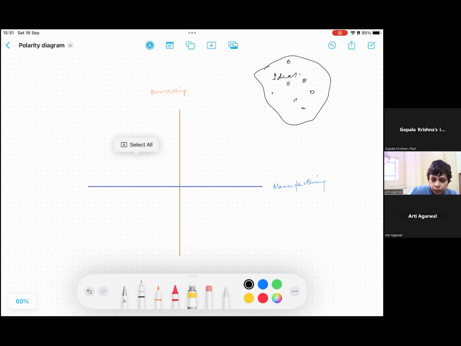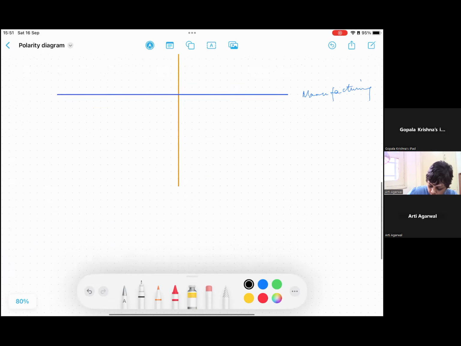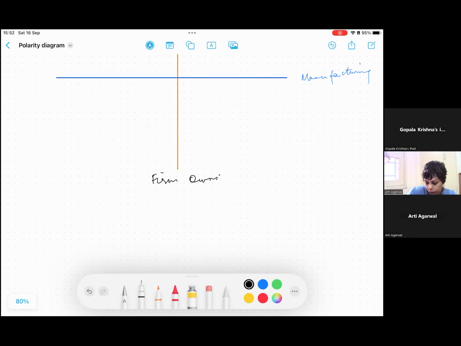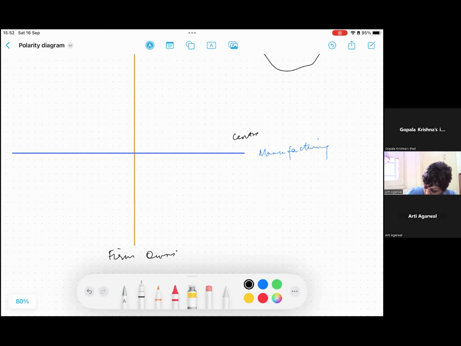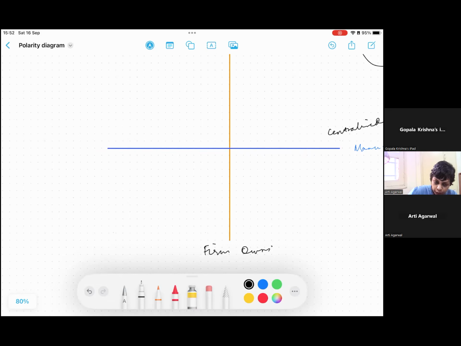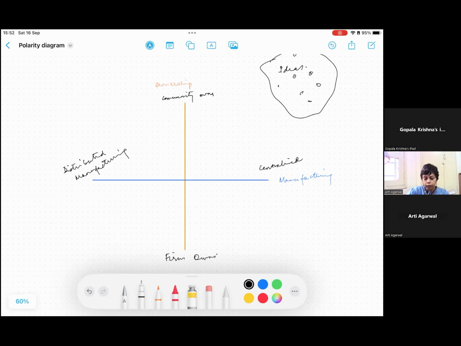So in this axis, the top part is, say, the community owns it, and the bottom part is the firm owner or the producer owns it. This is based on ownership. The blue axis, the right part is centralized manufacturing, meaning it's manufactured in one place and distributed everywhere from there. And the left part is distributed or decentralized. So this is the broad framework.